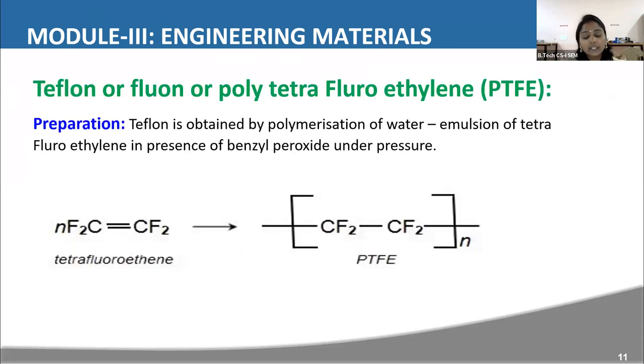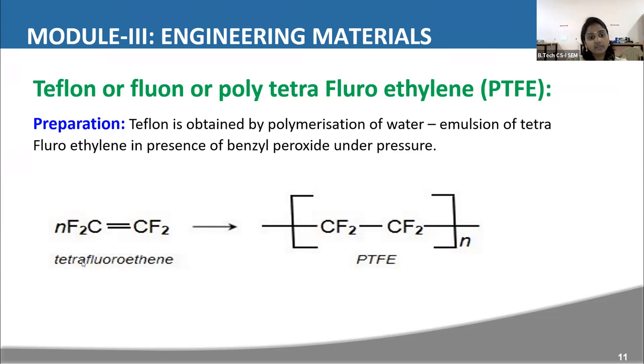And the next topic is Teflon or Fluon or polytetrafluoroethylene. The short form of Teflon is PTFE. So Teflon has three names: Teflon, Fluon, polytetrafluoroethylene, and another one is PTFE. Teflon is obtained by polymerization of water emulsion of tetrafluoroethylene in presence of benzoyl peroxide under pressure.